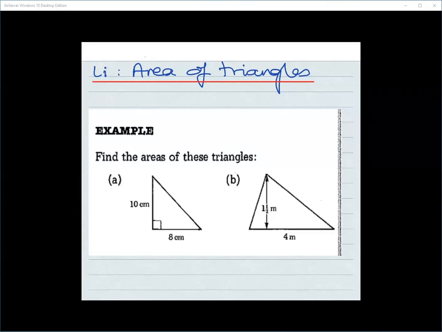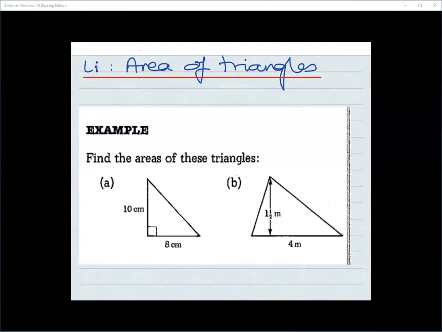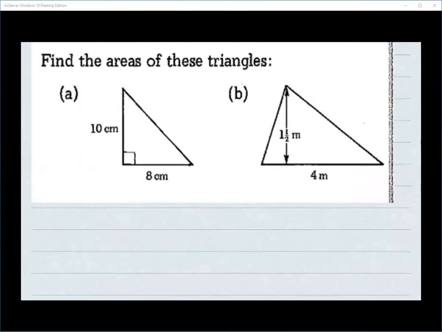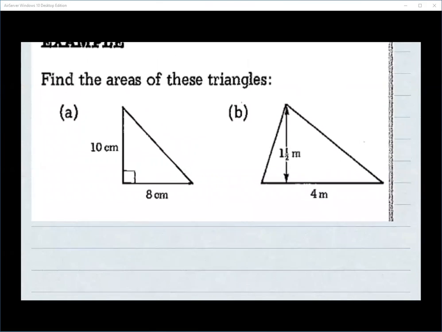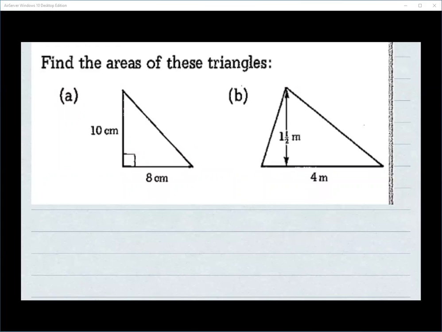Off we go. So we're working on the area of triangles. So we're looking at question A. How would we work out the area of this triangle, right angle triangle in particular? So how do we work it out? What's the formula for area of triangle? Area equals what? The base of the triangle times by the height, and then what do we do next?